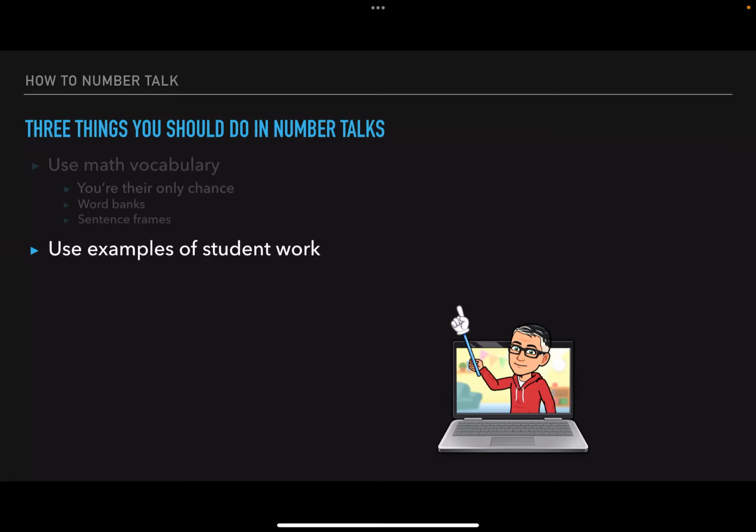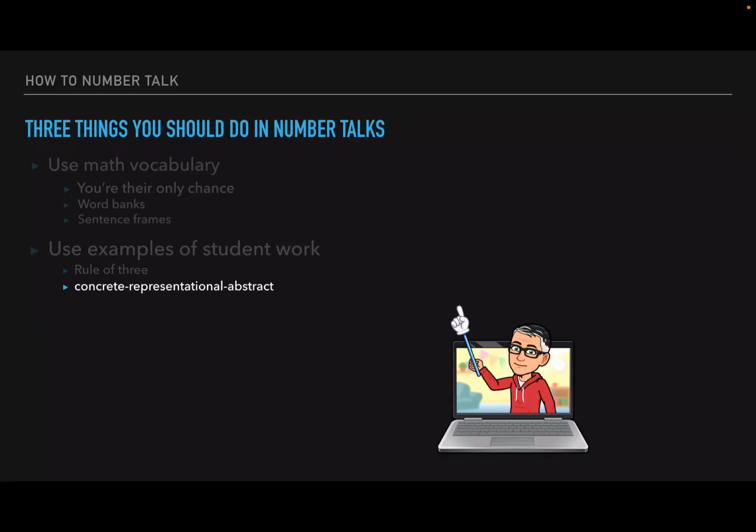You should also use examples of student work. Now, naturally, I have a rule of 3 for this because we're on the clock. There's a problem. You can't just take 5, 6, 7 pieces of student work and put them all up there and expect to be done in 15 minutes.